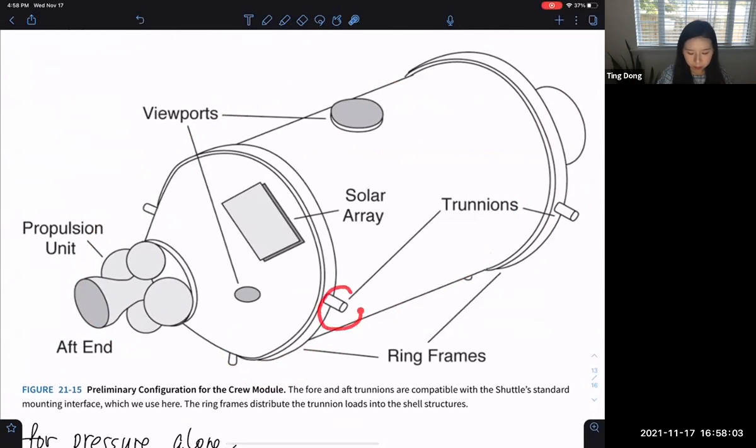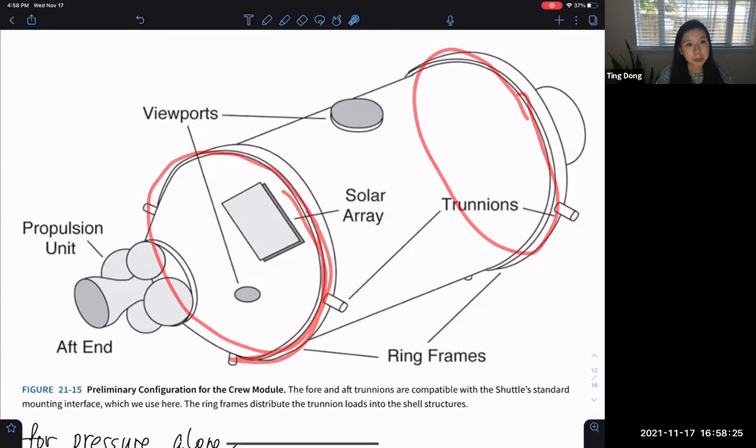So the load factor of the space shuttle is transferred to the crew module through this pin, and this concentrated force applied by the pin to the crew module is transferred by this ring. So it becomes a distributed force on the crew module.